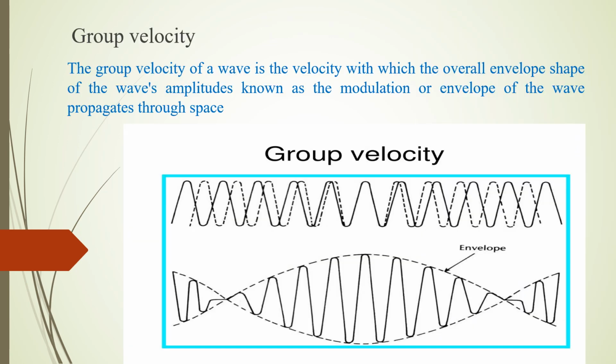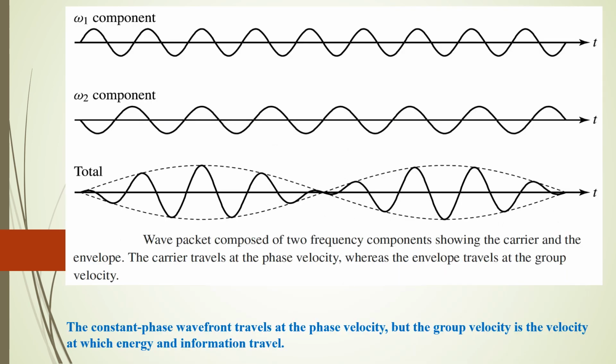Group velocity is the velocity with which the overall envelope shape of the wave's amplitude, known as the modulation or the envelope of the wave, propagates through space. Now look at the group velocity and the envelope of the signal. Consider two signals, both varying with respect to t. W1 is the first one and W2 is the other one.